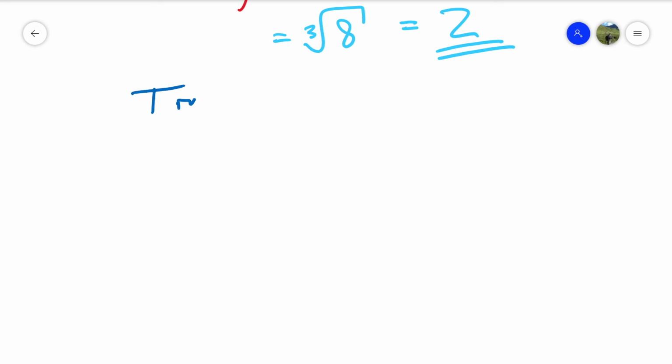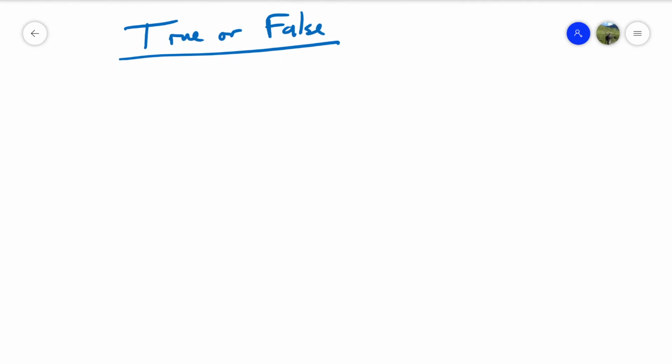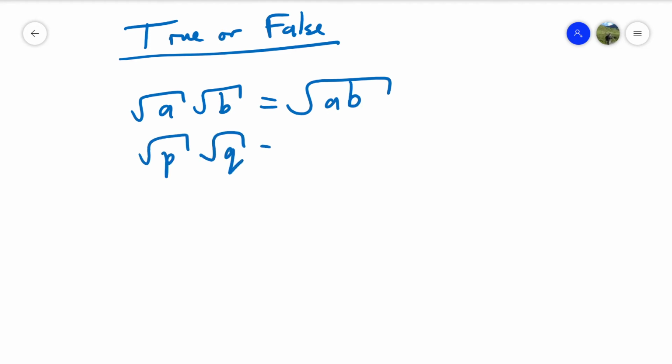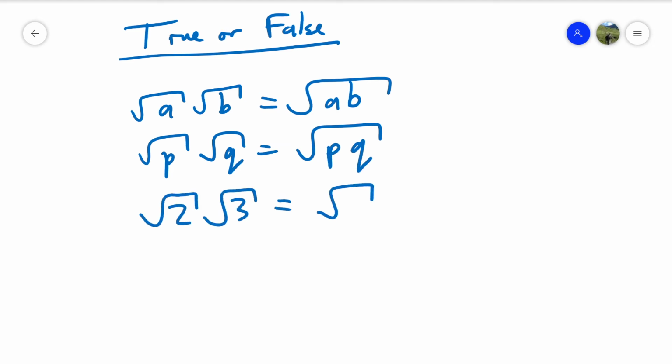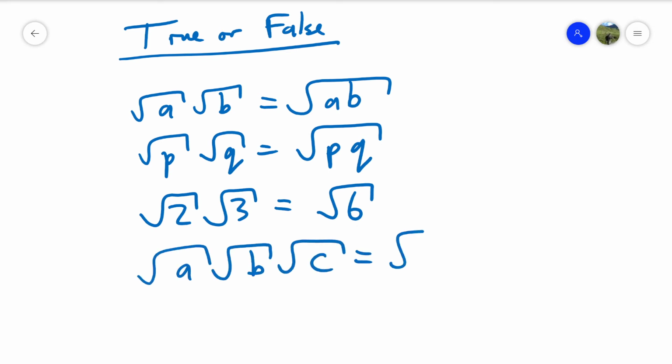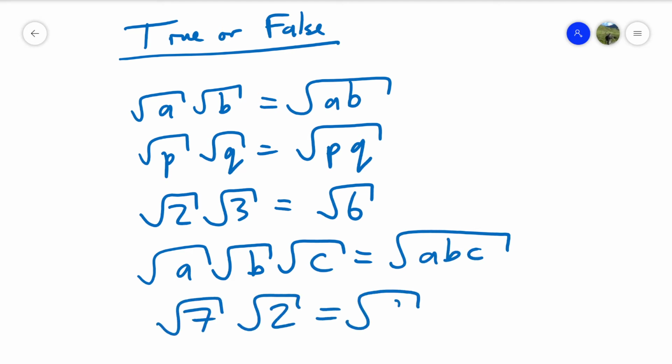Let's do another true or false. You'll notice I tend to use true or false on this particular topic, and it's because I find it's quite an effective way of learning this topic. Have a go in your own time. True or false? And the answers are true, true, true, true, false.